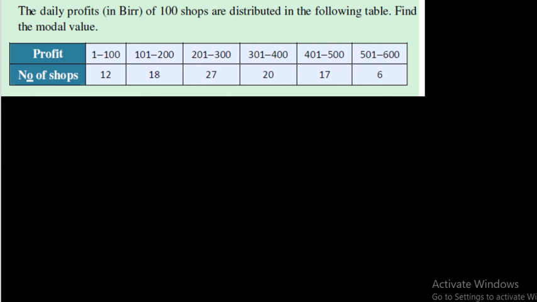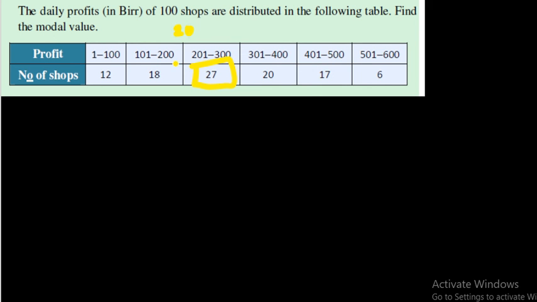Here it is. It says the daily profit in Birr of 100 shops are distributed in the following table. Find the modal class and the modal value. First of all, which one is the modal class? That is here, the third class. 27 is the largest one. So we have to prepare class boundaries. Normally the class boundary is going to be 0.5.